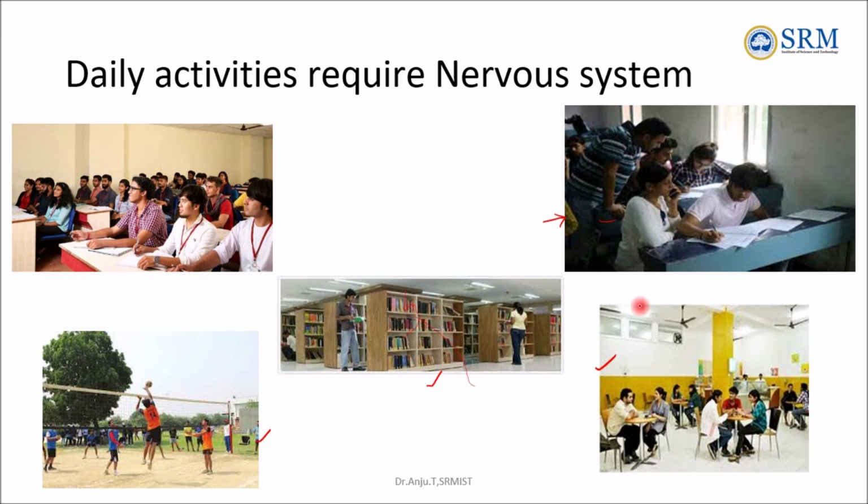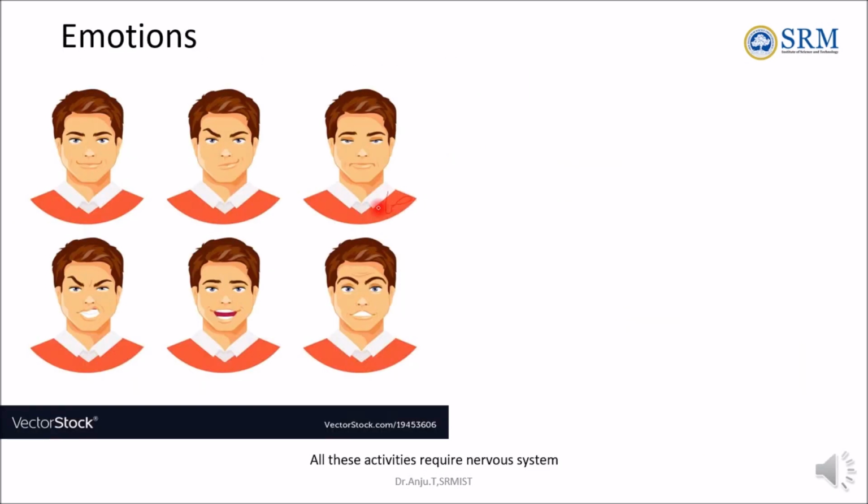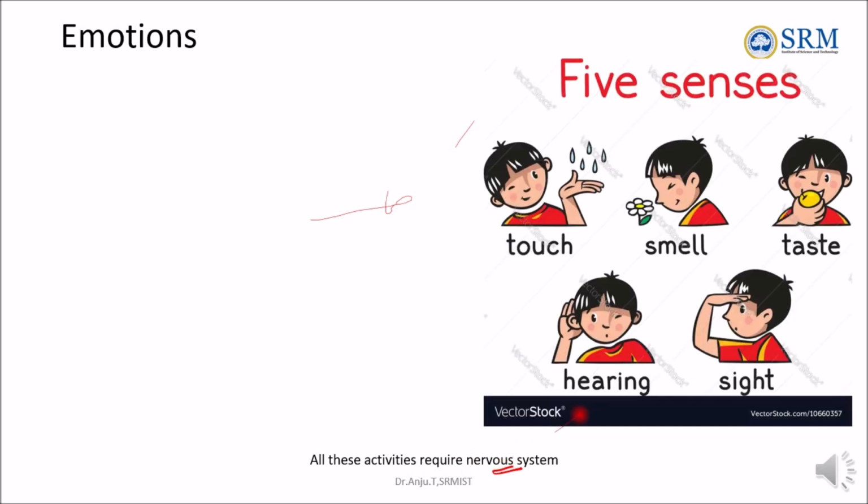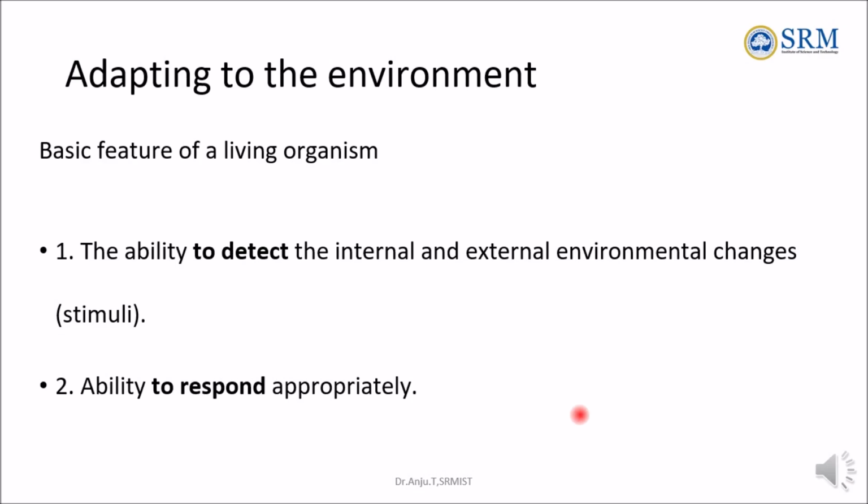So, for all these activities, all your daily activities, are done with the help of your nervous system. And not only that, all your emotions, whether you're angry, or very happy, or brooding over something, you're thinking. All these actions are carried out with the help of the nerves. It is because of the function of the nervous system. And all these senses, you touch, you smell, you taste, hear, sight. So all your activities are based on the functioning of the nervous system.